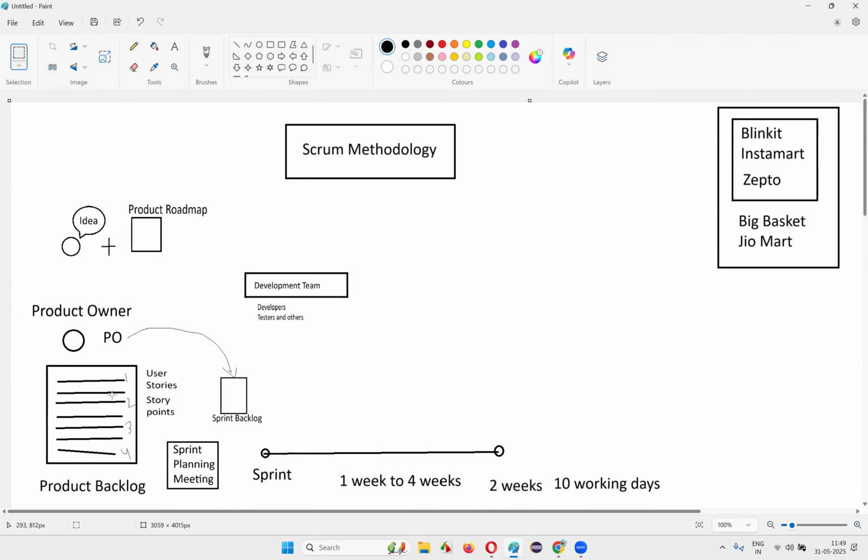Before the product owner moves these prioritized, estimated stories into the sprint backlog, there will be one meeting conducted, known as the sprint planning meeting. In this sprint planning meeting, the product owner will put these prioritized, estimated stories on the table: these stories I want to assign into the sprint.